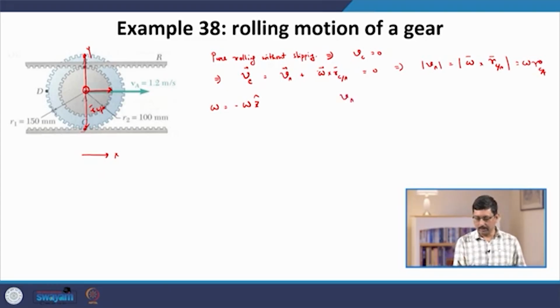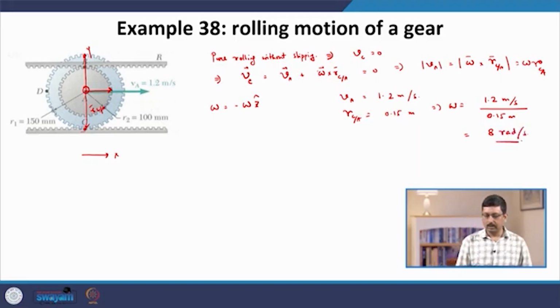It is given that V A is equal to 1.2 meter per second and R C A is the radius of the bigger wheel, which is 0.15 meter. That means omega is 1.2 meter per second divided by 0.15 meter, which is equal to 8 radian per second.